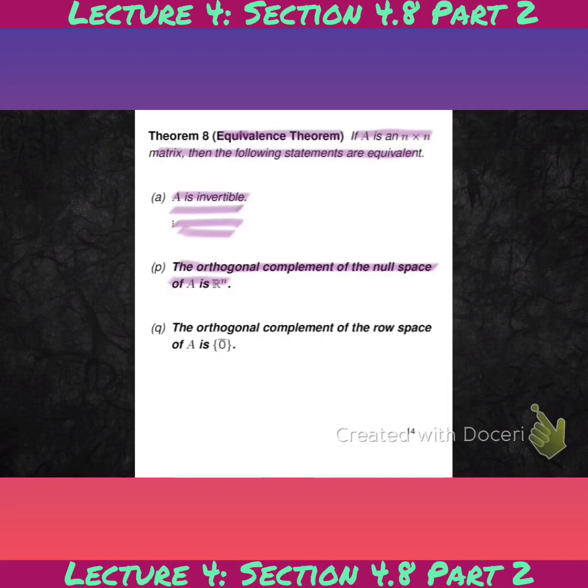Then the next property is that the orthogonal complement of the row space of A has to be the 0 vector. Now, if the orthogonal complement of the null space of A is the whole of Rn, we know that for any set W and the orthogonal complement of W, they only have the 0 vector as a common vector. So if the one set W is the whole space, which in this case is Rn, then the orthogonal complement of that set has to be the 0 vector. It can't be any other way than that. Right, so we can extend the equivalence theorem with those two properties.